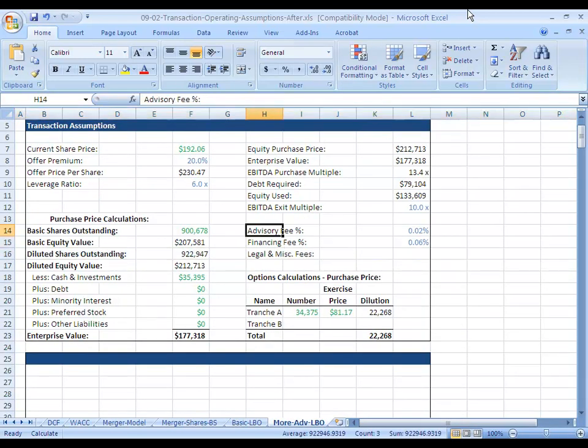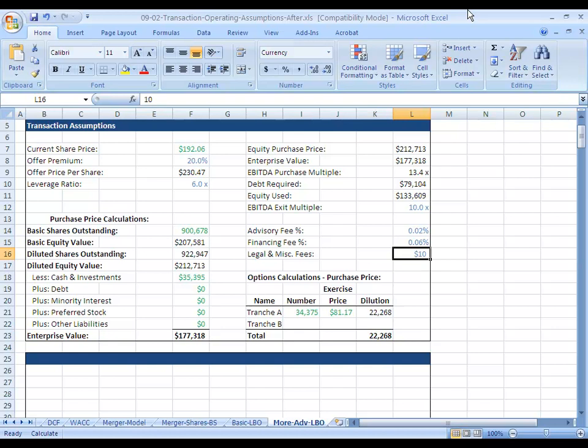And unlike advisory and financing fees, normally for legal and miscellaneous fees, you just pick a round number, an absolute value rather than a percentage, and you base it roughly on how big the deal is. So a $1 billion leveraged buyout is going to require much less legal work than a $50 billion leveraged buyout. And that, likewise, is going to require much less work than a $200 billion leveraged buyout, as we have right here.